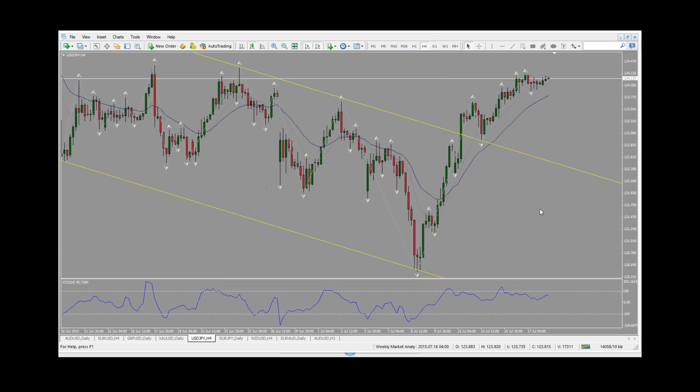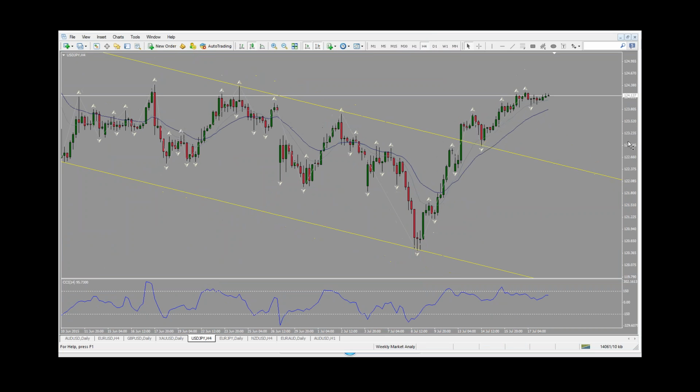If I zoom out to a 4-hour, there's your channel. There is your clear break. So if you traded the break, you would have got in about there. Also, this is a perfect example of a retest right to the line and bouncing off.